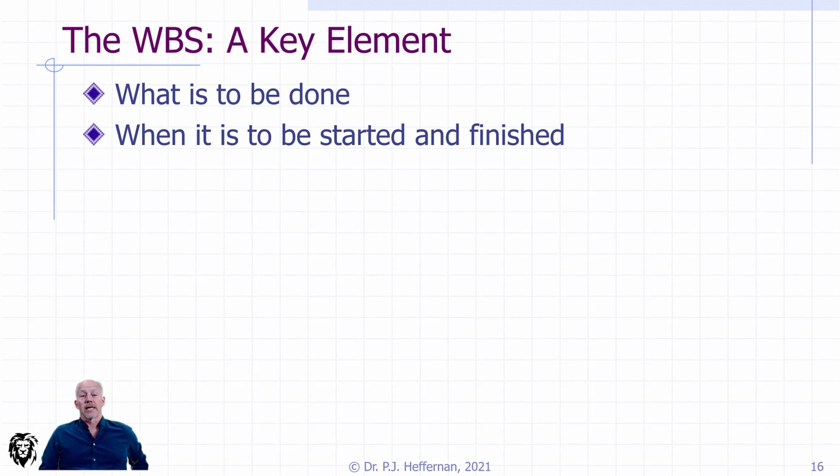So what is to be done? Scope. There's absolutely no doubt that each of these work packages needs to be very specific as to what needs to be done within each of them. It says, when is it to be started and finished? And eventually we're going to get there. We are not going to get there as part of the work breakdown structure. We're going to get to that point of refinement when it comes to the schedule.